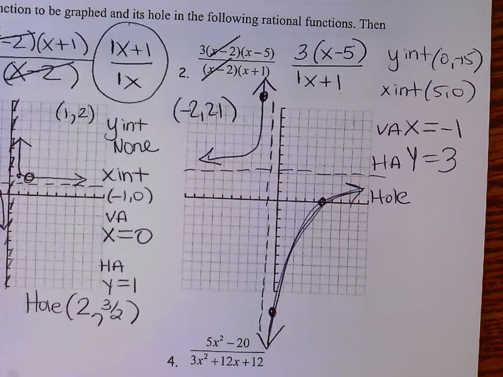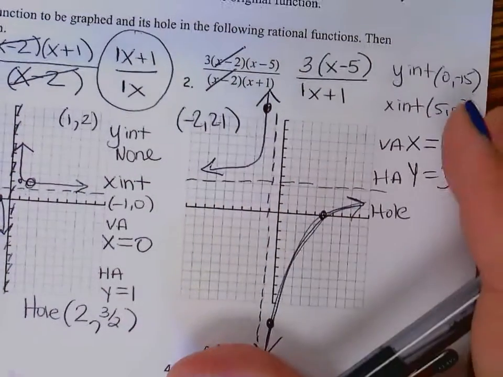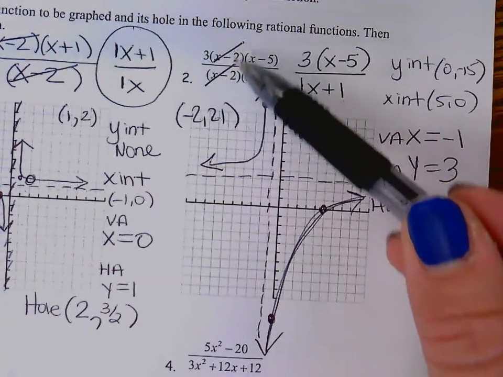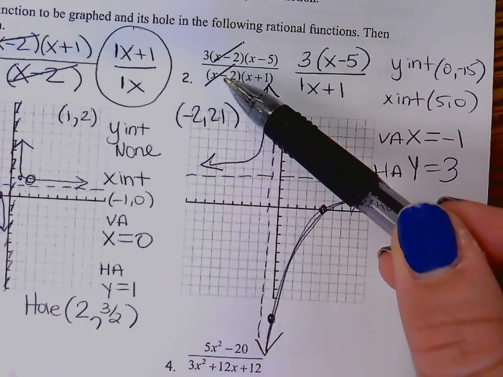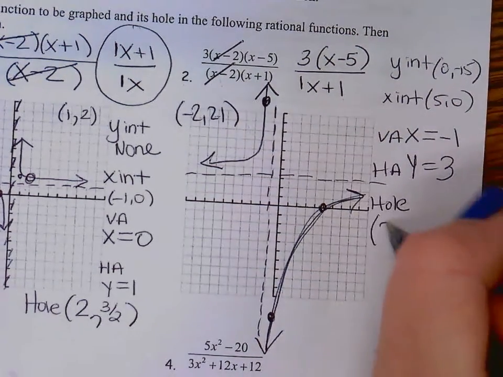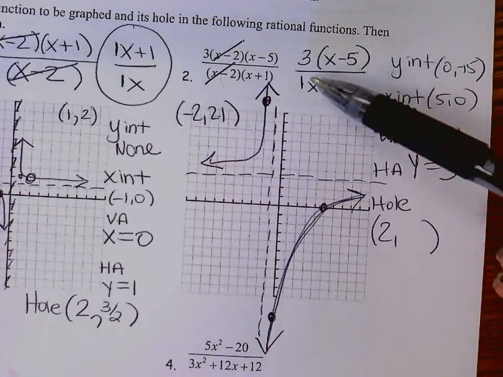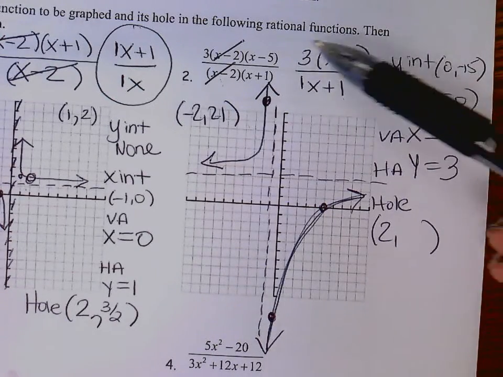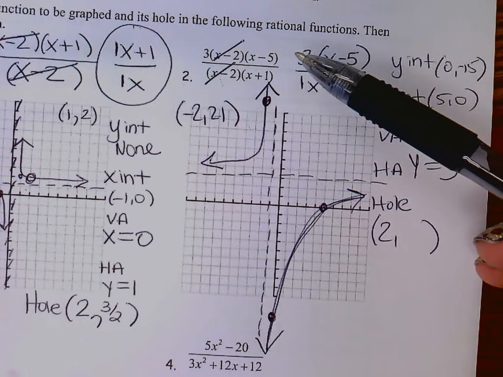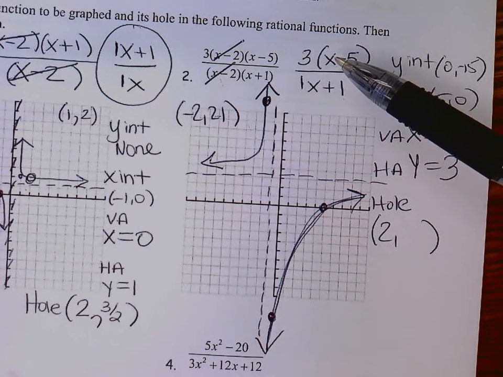Where's my hole? Go back to the beginning. What did you cancel out? So where was this denominator originally undefined? +2 for x. What is this function's value when x equals 2? So we're going to plug in 2 over here. 3 times, this would be -3, right?